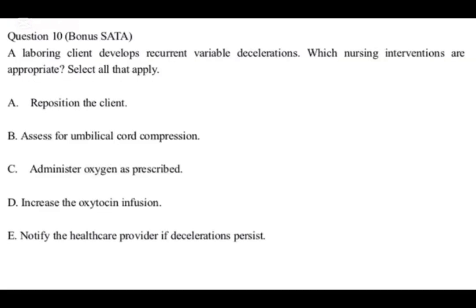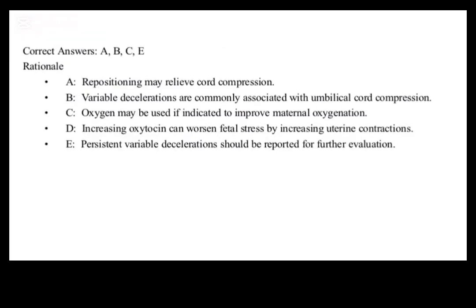Question 10, bonus SATA. A laboring client develops recurrent variable decelerations. Which nursing interventions are appropriate? Select all that apply. A. Reposition the client. B. Assess for umbilical cord compression. C. Administer oxygen as prescribed. D. Increase the oxytocin infusion. E. Notify the healthcare provider if decelerations persist. Correct answers, A, B, C, E.